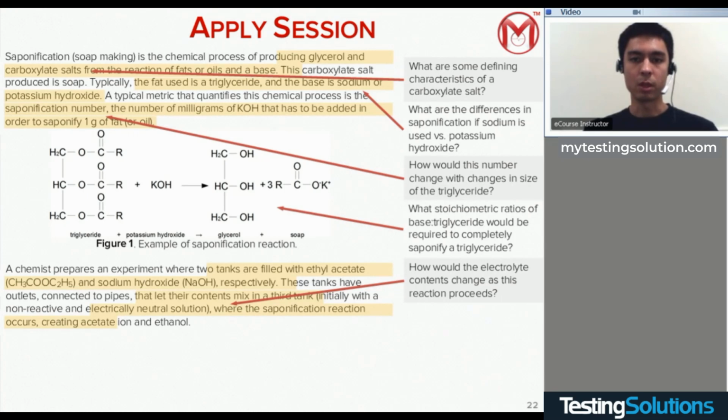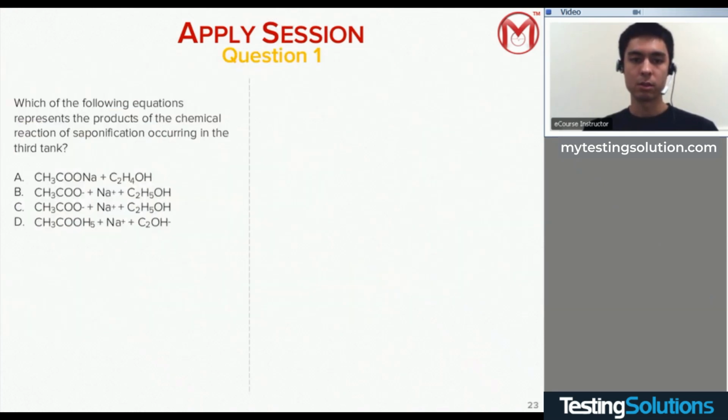So some potential questions, right? What are defining characteristics of a carboxylate salt? The differences in saponification if sodium or potassium hydroxide are used, right? How would this saponification number change? What changes in the size of the triglyceride? Okay, a number of interesting questions coming off of here. Let's try question 1.